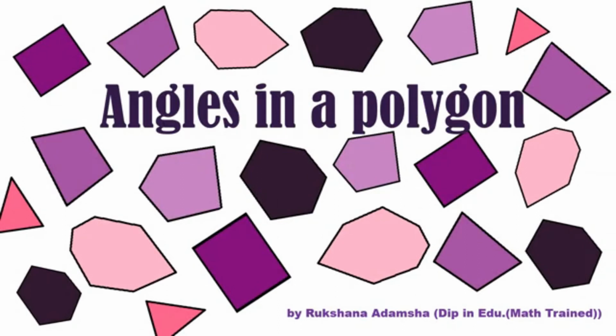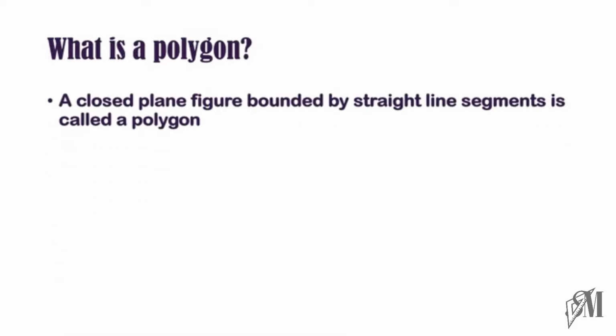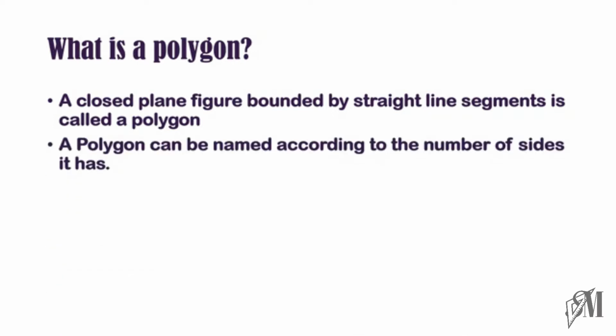Through this video, I'm going to tell you about angles in a polygon. So let's get started by looking at what a polygon is. In smaller grades, you have already learned that a polygon is a closed plane figure bounded by straight line segments. According to the number of sides a polygon has, you can give the polygon different names.